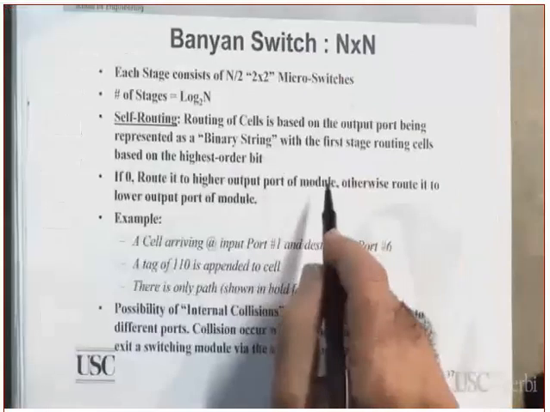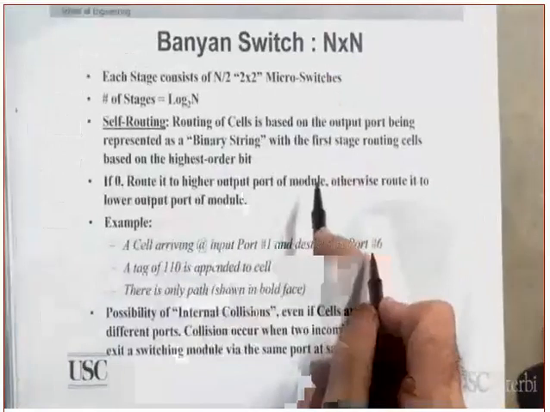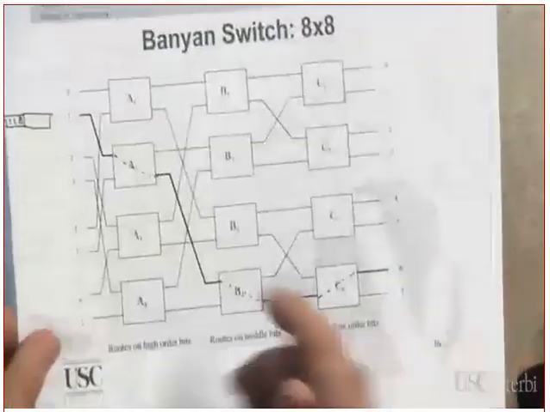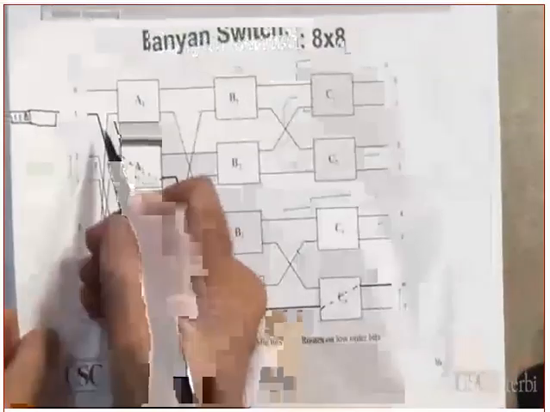Different ports. Collision. When two incoming cells want to exit a switching module at the same time, there is a collision. Again, one more time. There's a module in here. If number five also wants to exit the module from here, there will be a contention here. This is what is known as the internal collision.